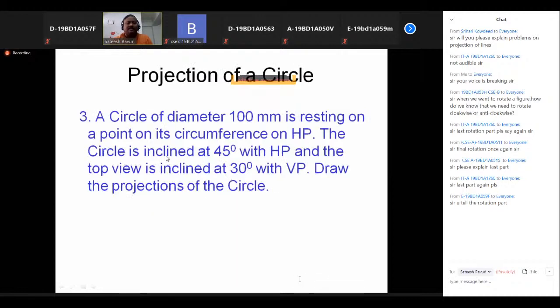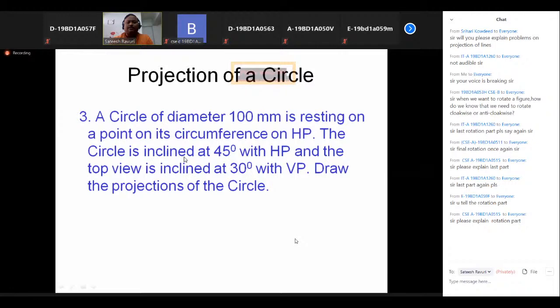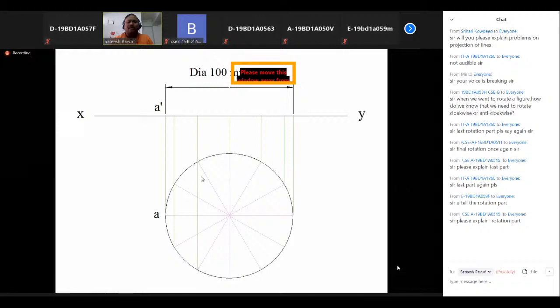As the circle is inclined at 45 degrees to the horizontal plane, you have to make it parallel to the horizontal plane, as I told you. Before going to achieve 45 degrees inclined to the horizontal plane, you should make it parallel to the horizontal plane. So as soon as you make it parallel, you will get the true shape of the circle on the horizontal plane. So this is how we have drawn the circle on the horizontal plane.